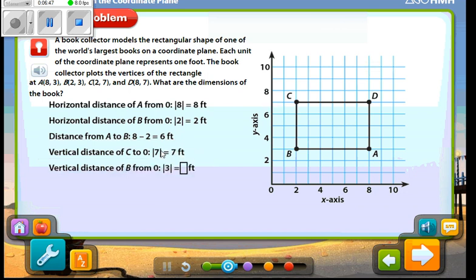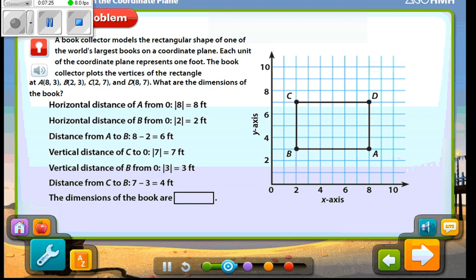Seven feet. What is the vertical distance of B from 0? Okay, now we're finding this area from 0 to point B before the rectangle even begins. 3 feet. Subtract 3 from 7 to find the distance from C to B. The distance from C to B is 4 feet.